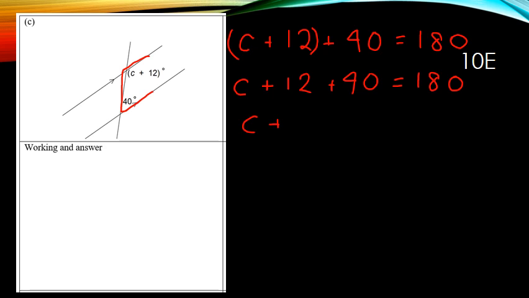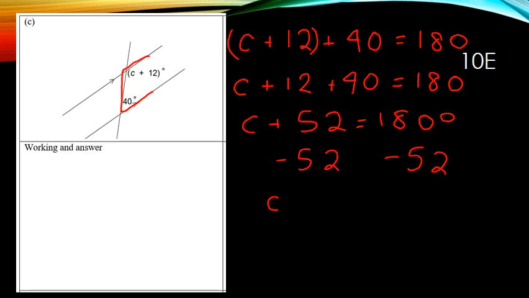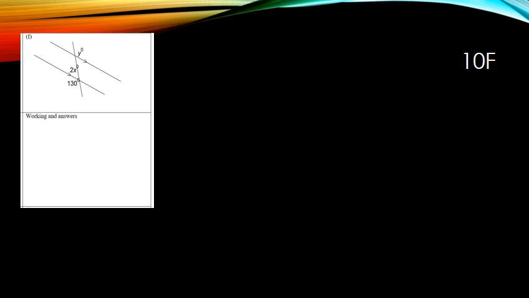So I have C plus 52 equals 180 degrees. So all we have left is to subtract the 52 from both sides to get rid of it, and we are left with C equals 128 degrees.